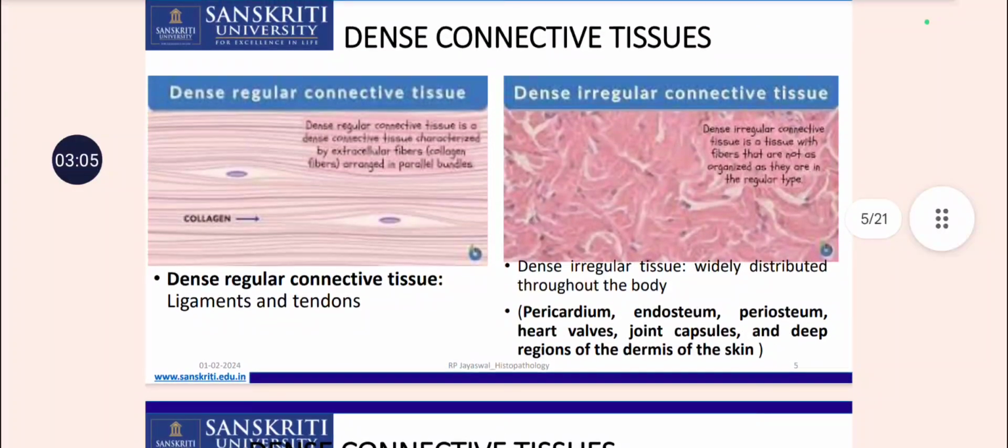This is the second type of connective tissue, called dense connective tissue. In this slide, two dense connective tissues are shown, one regular and another irregular. Dense regular connective tissues are found in the ligaments and the tendons. And dense irregular tissues are found widely throughout the body, for example pericardium, endosteum, periosteum, heart valves, joint capsules, and the deep region of the dermis of the skin.